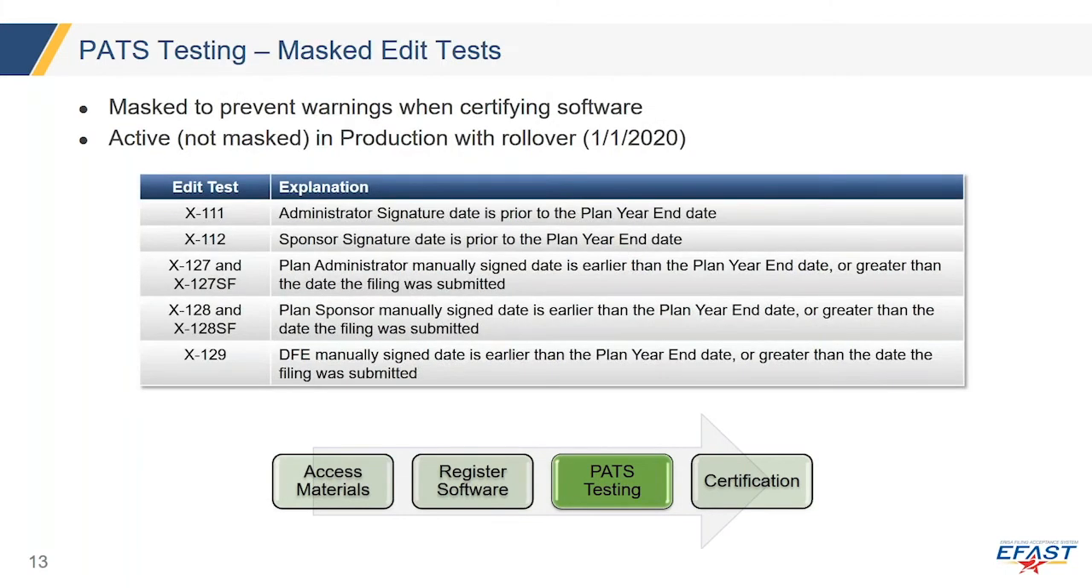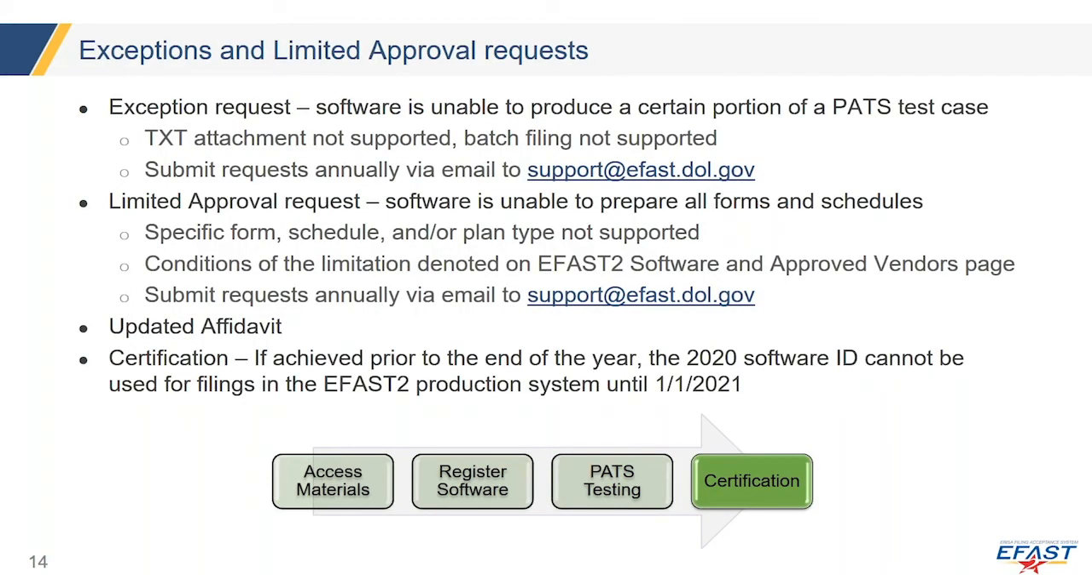All right, each year with the PATS release in August, certain edit tests are masked to prevent unintended signature warnings from occurring during PATS testing. These edit tests are active in production as of January 1st, but here is a list of the ones that are masked from August, when we released to the PATS system, to January 1st, which is when the rollover changes are made in production.